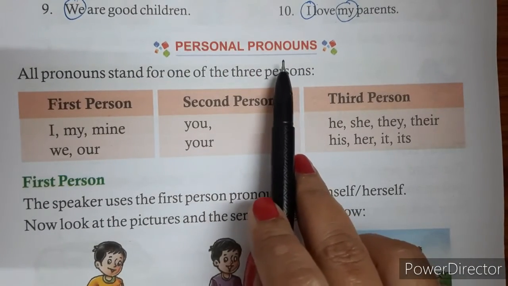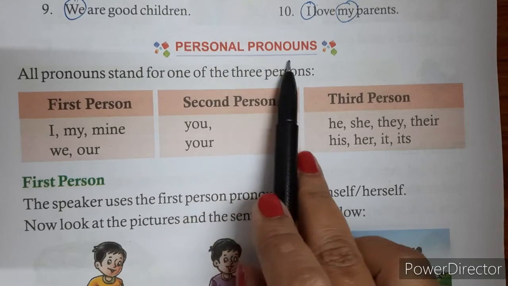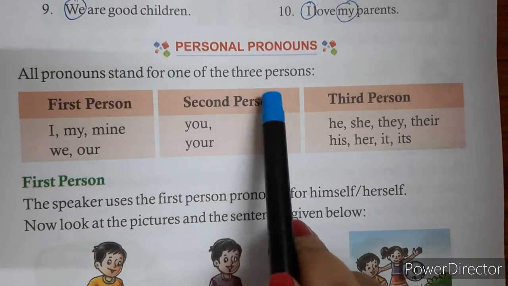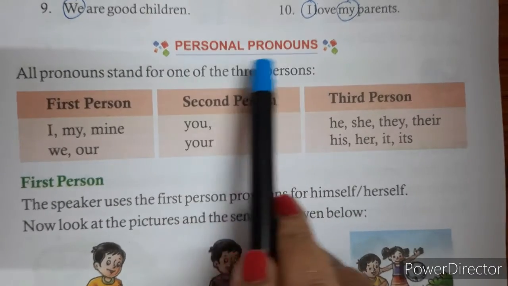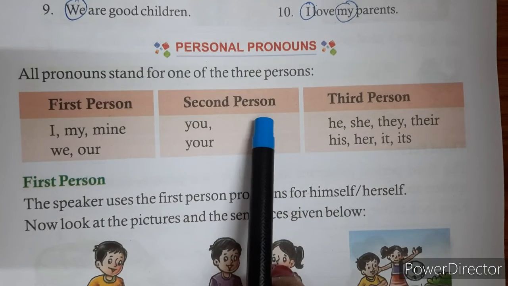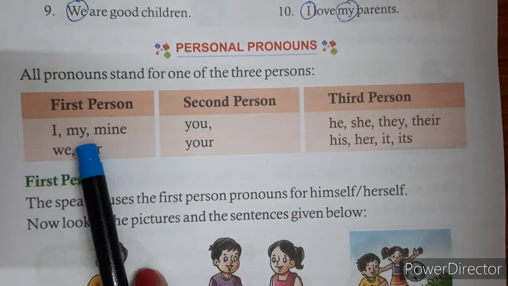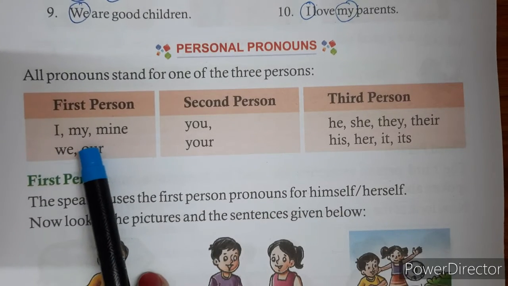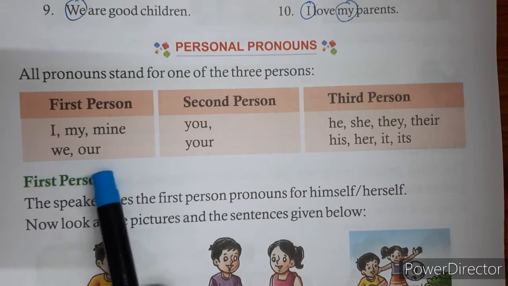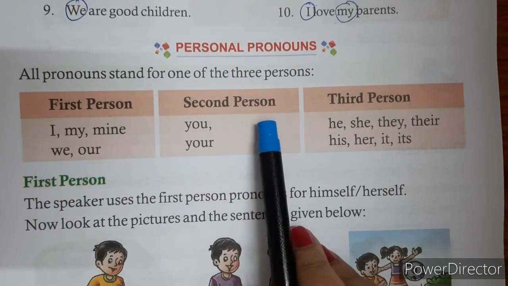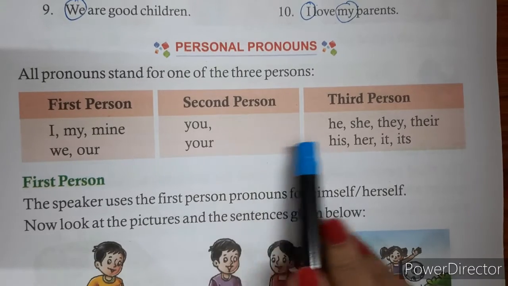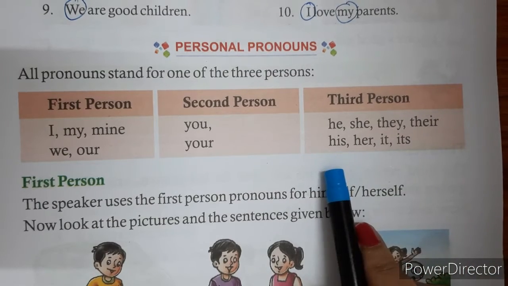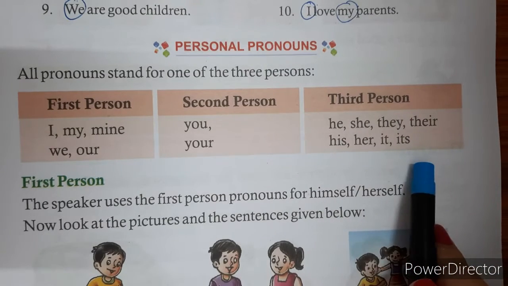Students, we will move on to the next part of our lesson, personal pronouns. All pronouns stand for one of the three persons. So what are personal pronouns? They stand for the three persons. What are the three persons? First person, which we describe as I, my, mine, we and our. Second person is you, your. Third person is he, she, they, their, his, her, it, its.